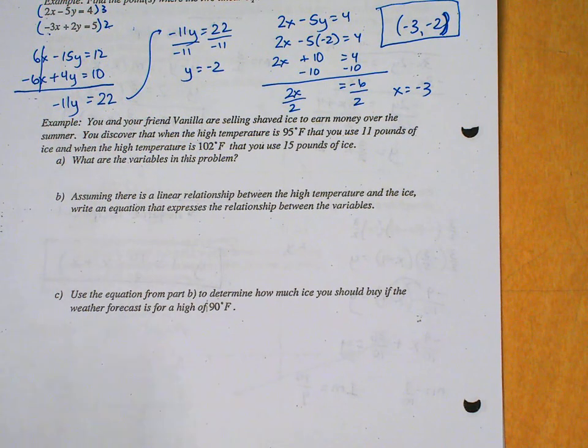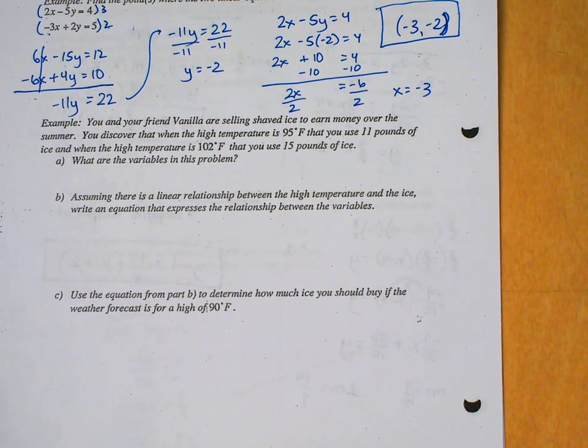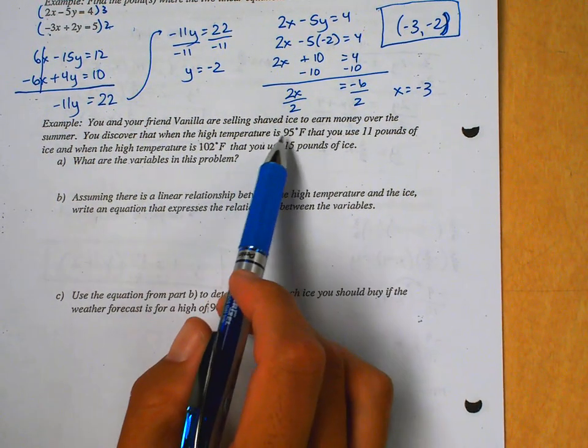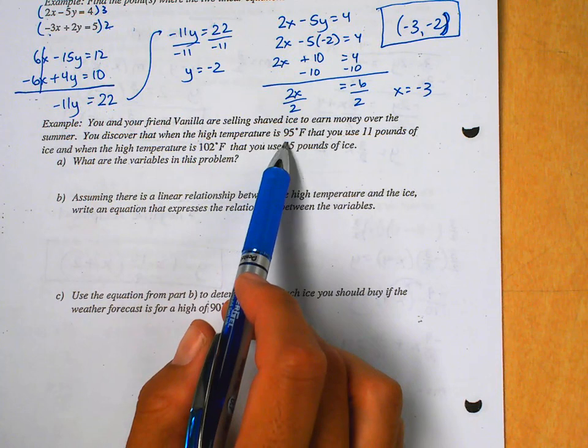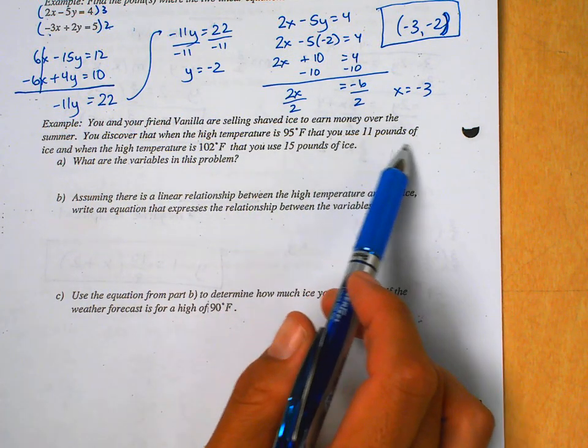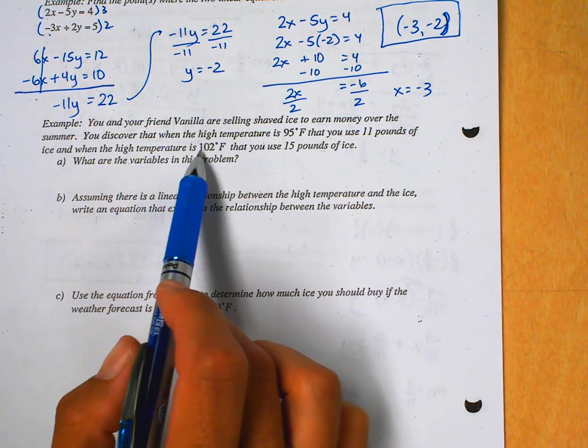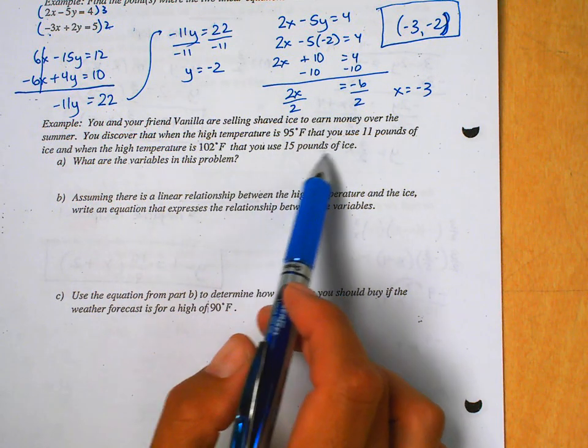Now, same idea here, we just have to write our equations. It says you and your friend Vanilla are selling shaved ice to earn money over the summer. You discover when the high temperature is 95 degrees, you use 11 pounds of ice, and when the high temperature is 102 degrees, you use 15 pounds of ice.